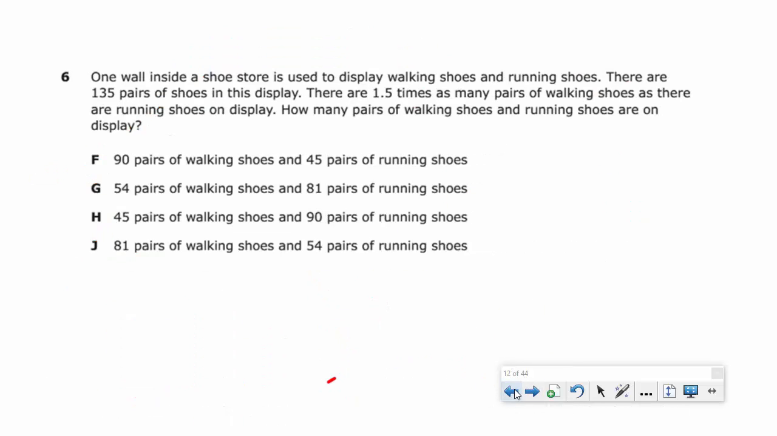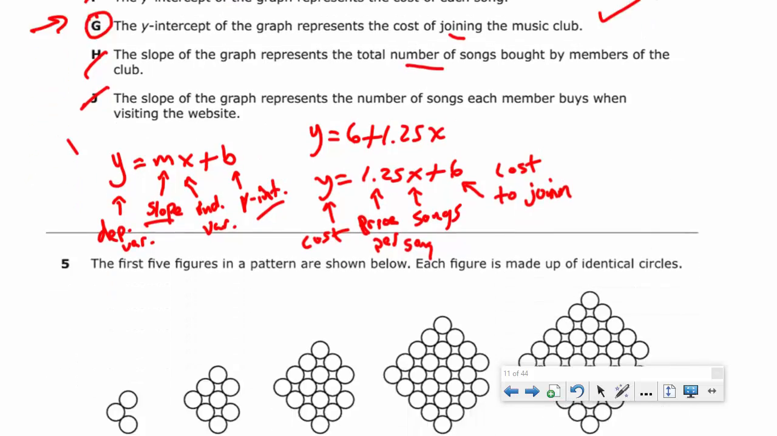All right. Oops. I need to go back here. Skipping a question. Scroll down.